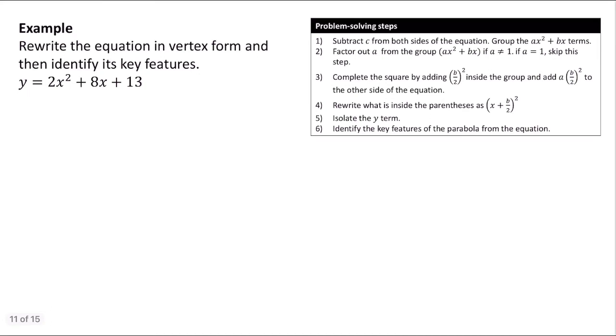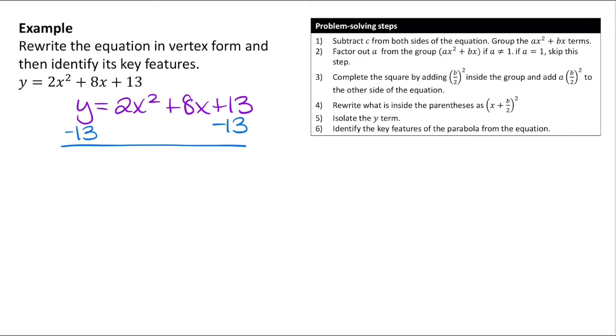So now let's try rewriting this equation in vertex form and identify its key features. Once again, we have an a value. A is not equal to 1, so we're going to use something similar to what we did in the previous problem. As always, our first step is going to be to move c, so I'm going to start off by subtracting 13 from both sides. And when we do that, we get y minus 13 equals 2x squared plus 8x.